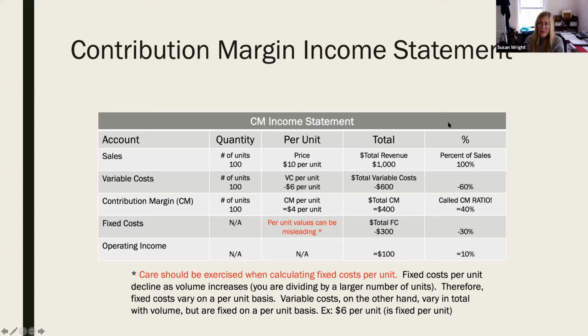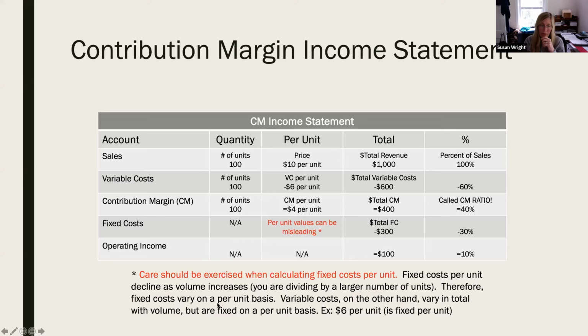Okay, so I make this statement down here at the side. Care should be exercised when calculating fixed costs per unit, because the fixed cost per unit declines as volume increases, meaning that this number, the numerator, would stay fixed, but you'd be dividing by a bigger and bigger number of units as you sell more. So if the numerator is fixed and the denominator is increasing, that's going to cause the unit cost to go down. And I'll show you a graph of that in just a second.